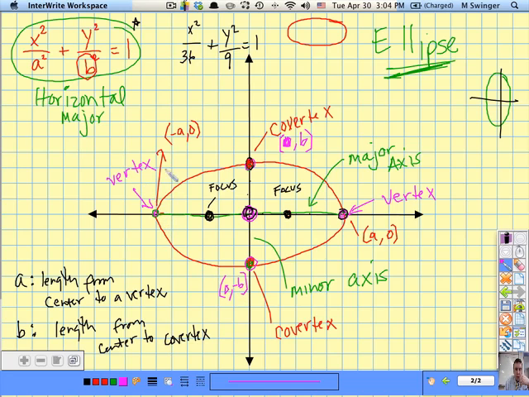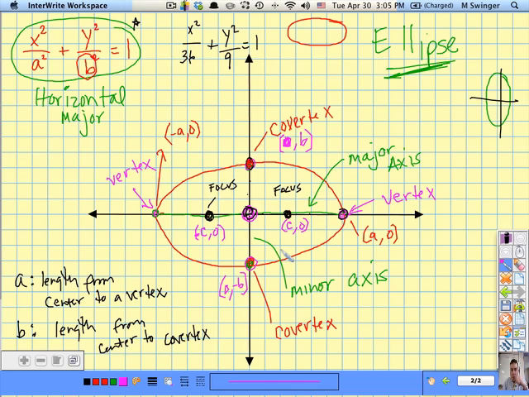So a deals with the vertex. b deals with the co-vertex. (0, b), (0, -b). The focus is the last one. Since it's right on the x-axis, it has to be (c, 0). This one is (-c, 0), and this is (c, 0). So write all those down somewhere off to the side. Maybe it clutters this up if you drew a small one, but make sure: co-vertices (0, b) and (0, -b), vertices (-a, 0) and (a, 0), foci (-c, 0) and (c, 0).